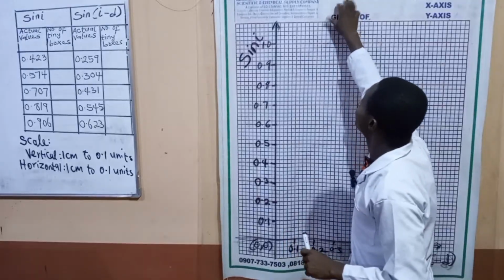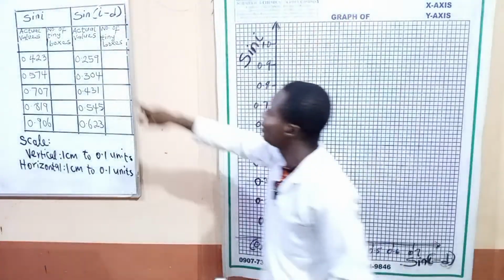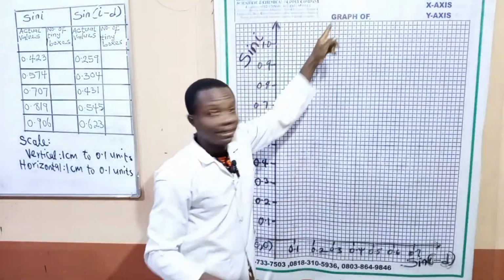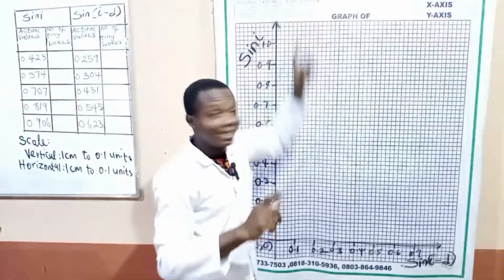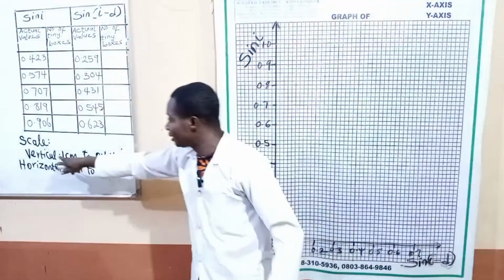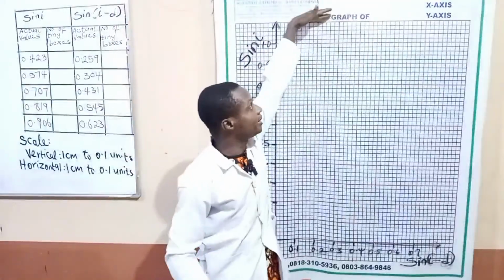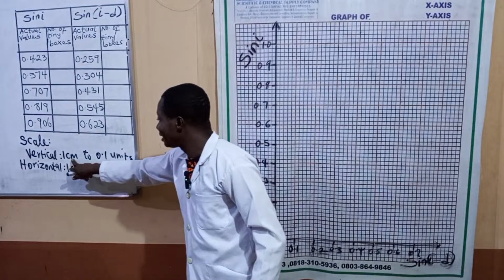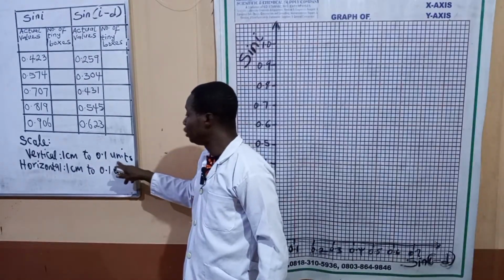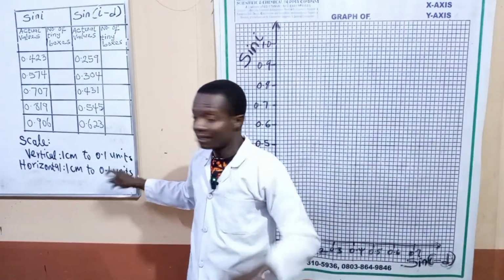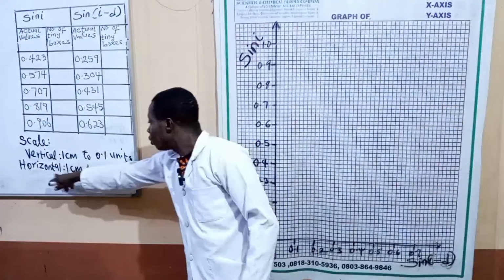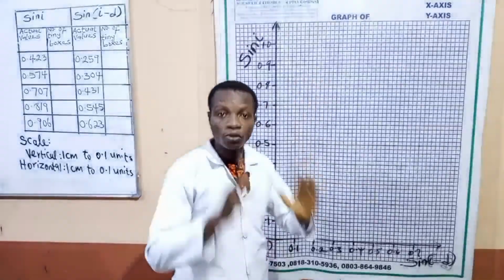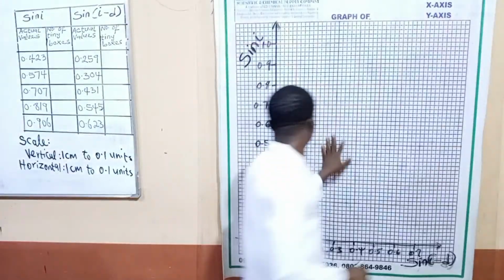Then on top here, write the graph of sine I against sine I minus D. That is the title of the graph. Then write the scale. Don't write it at the bottom, write it at the top here. The scale is: vertical axis, 1 centimeter to 0.1 units. Then for the horizontal axis, 1 centimeter to 0.1 units. So same thing. Yours may be different on that day, but let's use the same thing here.